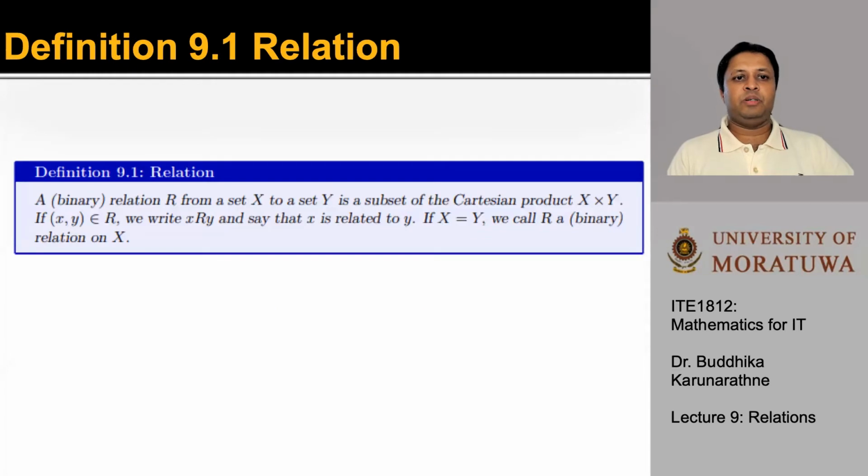Now we move on to the formal mathematical definition of a relation. A binary relation R from a set X to a set Y is a subset of the Cartesian product X × Y. If (x, y) is in the relation, we write xRy and say that x is related to y. If X is equal to Y, we call R a binary relation on X. So this is the formal mathematical definition of a relation.